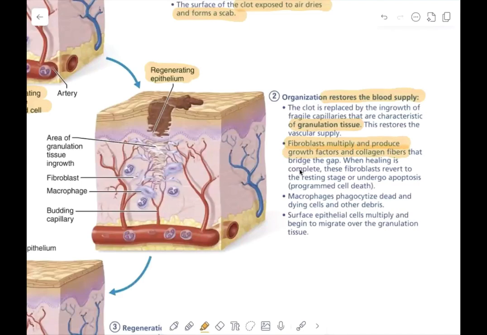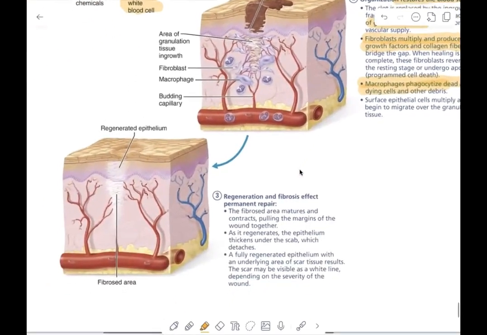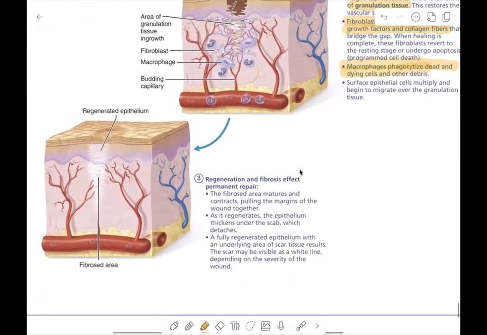When healing is complete, the fibroblasts revert to the resting stage. And then essentially the macrophages are going to get rid of dead and dying cells and other debris. So it's almost like we have a Band-Aid on the damage at this point. The final stage is the regeneration and fibrosis, which leads to permanent repair. Because as you can see, there's a regenerated epithelium now.